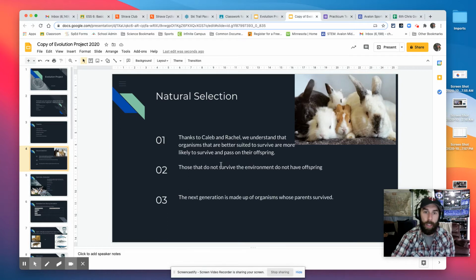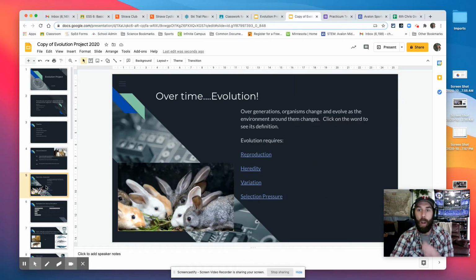So natural selection. Thanks to Caleb and Rachel, we understand that organisms that are better suited to survive are more likely to survive and pass on to their offspring. Those that do not survive do not have offspring. The next generation is made up of organisms whose parents survived. Over generations, organisms change and evolve as the environment around them changes. So that differential survival causes those that are better able to survive to keep surviving. And as the environment changes, the group that has survived is different. Okay? If you click on each of these, it gives you a definition of those words.